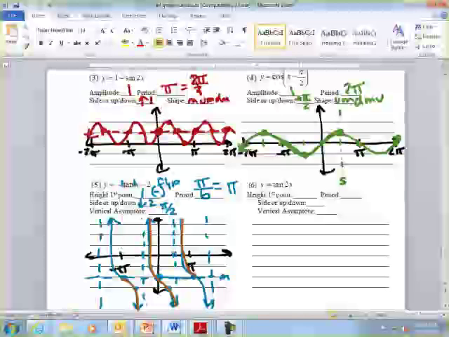Yes. So for this one, you only need two cycles? Well, you need 1 and 2 halves. So it's 2 cycles, but we need to have a half on each side at least, because we need to go all the way to the markings. Yeah.